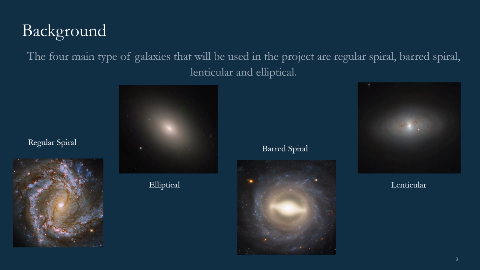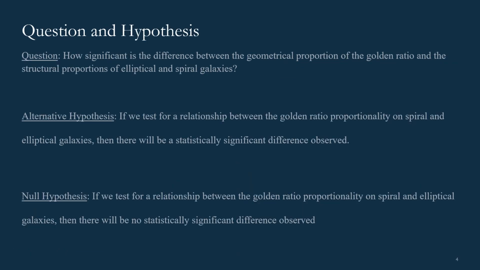The four galaxy types we focused on were regular and barred spiral, elliptical and lenticular. The main question in our study was determining the significance of the difference between the derived experimental value and the accepted value across recorded galaxy types. Our alternative hypothesis was that there would be such a statistically significant difference recorded, and the null was that there would be no such difference observed.